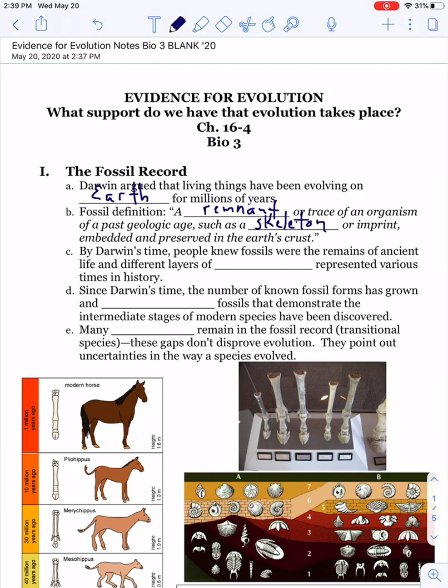And by Darwin's time, people knew that fossils were the remnants of ancient life and that they were found in distinct layers of rock. And these layers represented certain times in the past. And now we're able to date rock and get an idea of how old that rock is. But the concept that lower layers of rock are older than higher layers of rock gives you an idea of the relative age of a fossil.